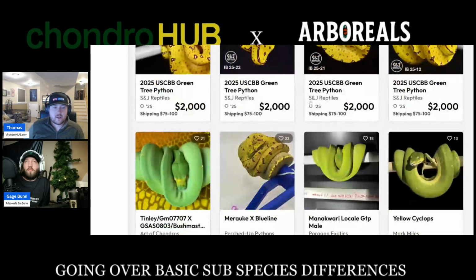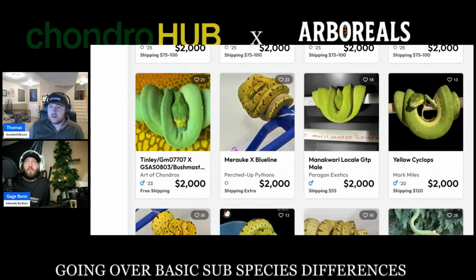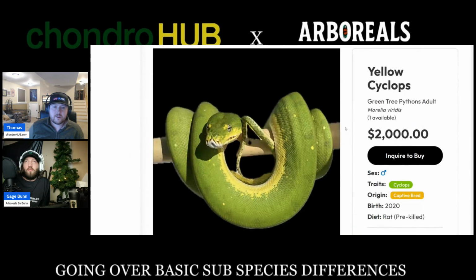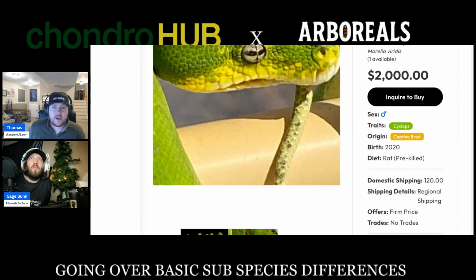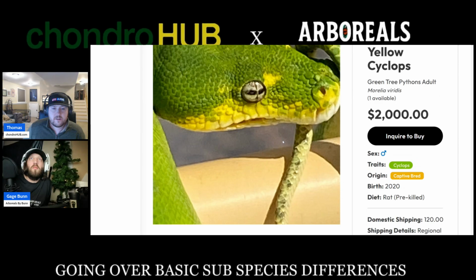Let's see. Cyclops here. So they label it as a yellow cyclops. Tail, green, what, green and yellow tail. Yeah, I mean, look at the tail.